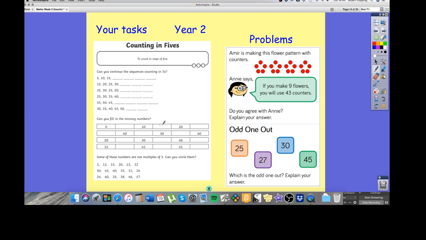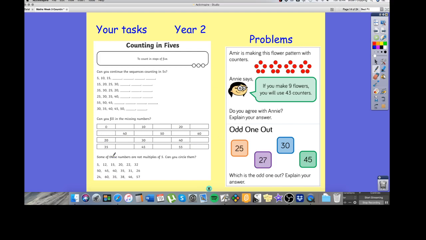Then you've got number tracks. Can you fill in the missing numbers? So this isn't just continuing a sequence. You've actually got to go forwards and backwards. There's one. There's one. So these are 4 separate questions.